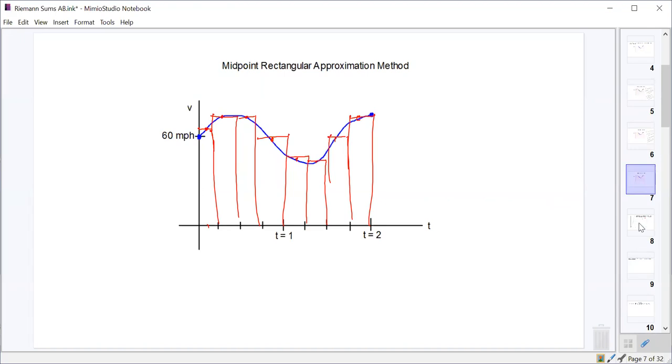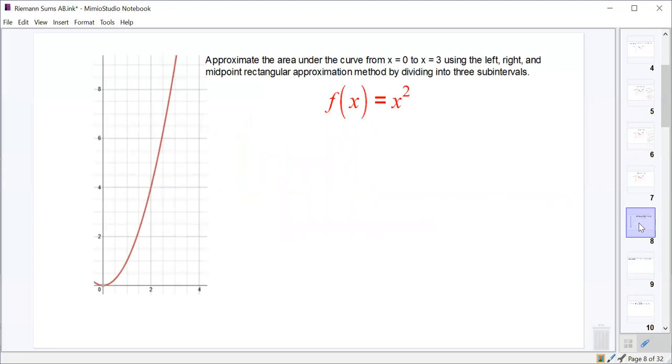All right. So what we're going to do is take a nice simple function, f of x equals x squared, on the interval from 0 to 3. We're going to try to approximate it using a left, a right, and a midpoint rectangular approximation and see what we get for each one. Sound good? Should be pretty easy. We'll start with the left.